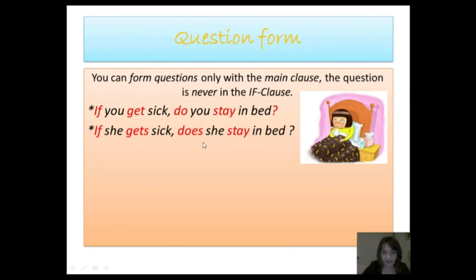Does. Now, I will show you the examples with the changed order of the sentences.